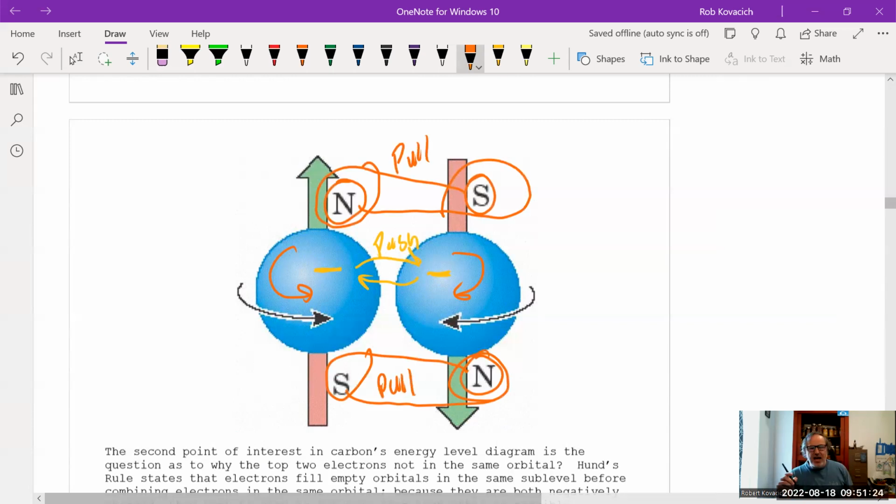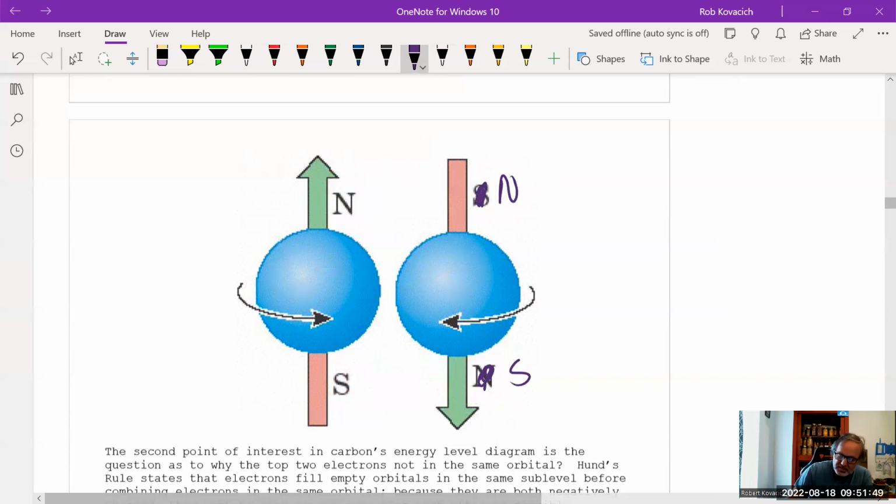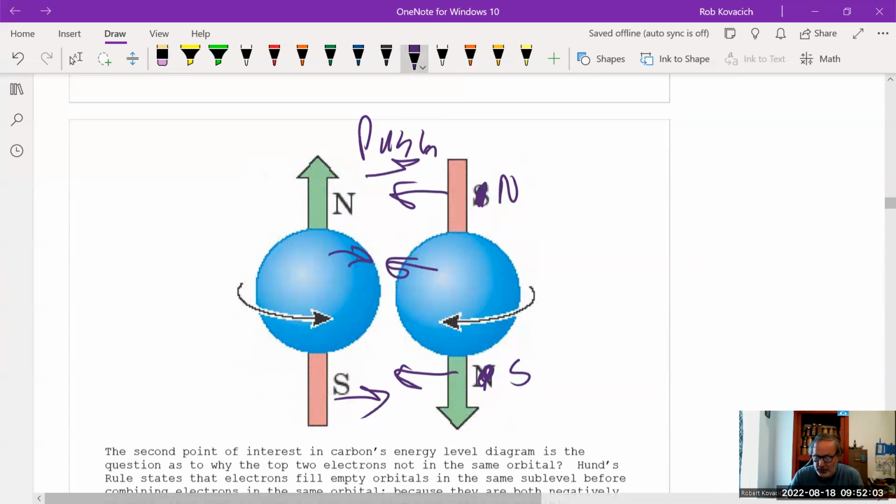The top and the bottom of the electrons are pulling towards each other because their magnetic fields are attracted to each other, and the middle is pushing away. But the pull on the top and the bottom overpowers the push of the negative charges, and they hold them together. If the orientation was backwards, if this was a north and this was a south, then push, push, push, push, push, push. Everything is pushing away, and those electrons could not exist in the same orbital together.